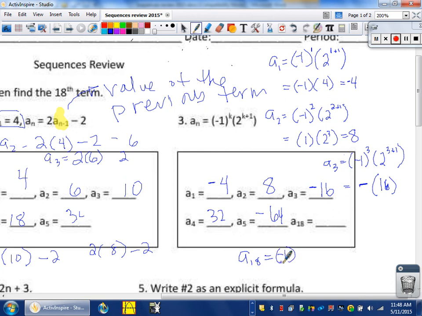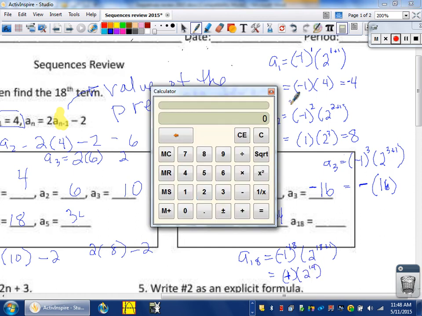Negative 1 to the 18th times 2 to the 18 plus 1. So this is a positive 1, 2 to the 19th. I'm going to need a calculator. Here we go.